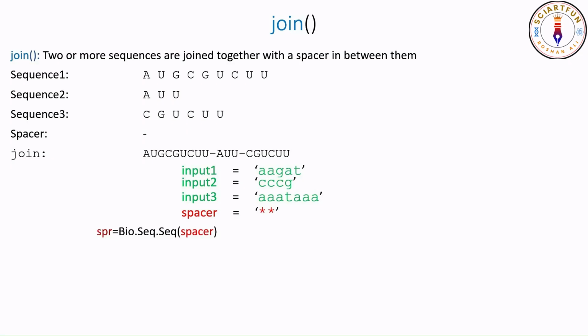First, type this command and create a class object of the spacer. Then type the class object dot join and put all the three sequences to be joined. Remember, you have to put your sequences in a list form.